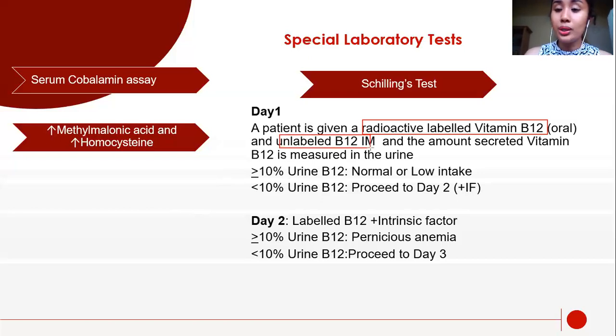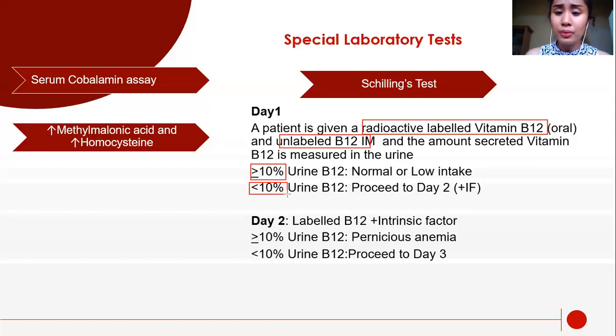So what the doctors want is for the patient to excrete the radio-labeled vitamin B12 in the urine. That's why they give unlabeled B12, so that the radio-labeled B12 will not attach to the liver. So if it's more than 10%, it's normal. So the only reason is dietary, and just take vitamin B12 supplements. But if it's less than 10%, we need to proceed to day 2.